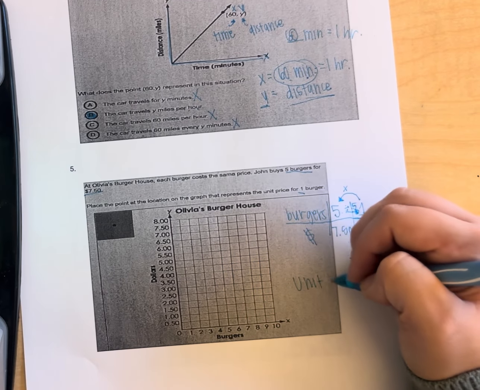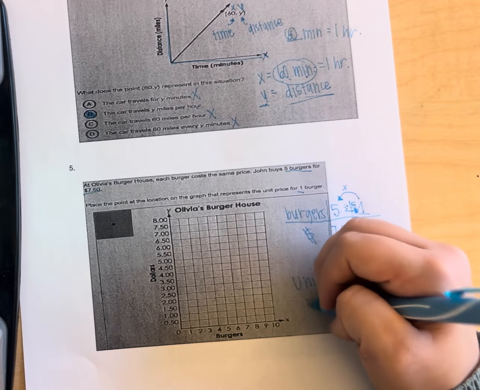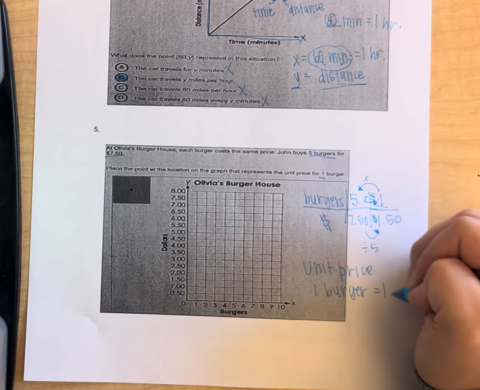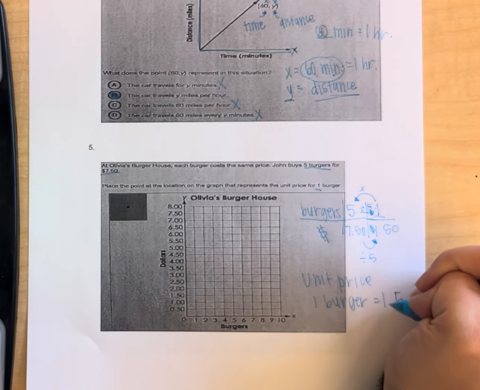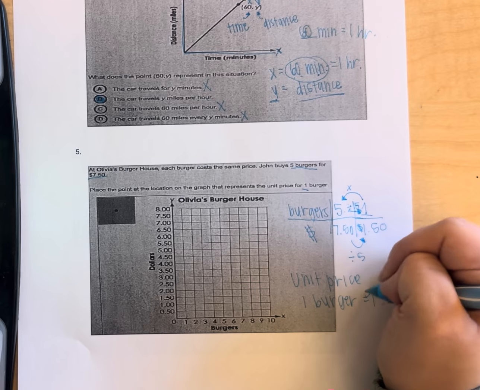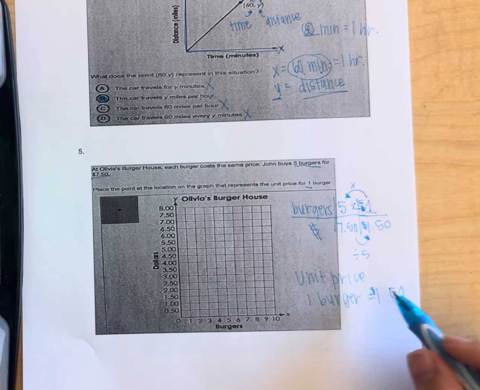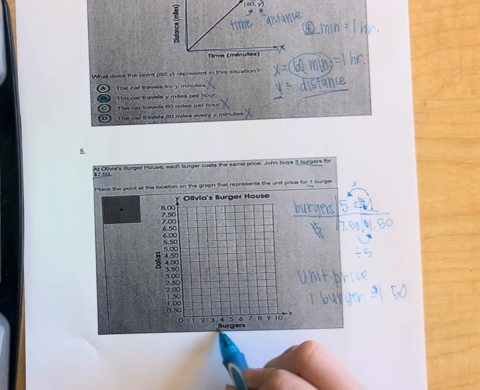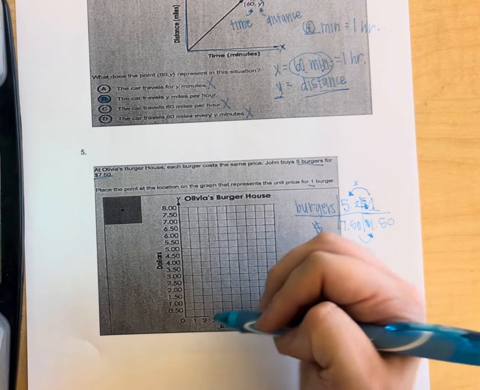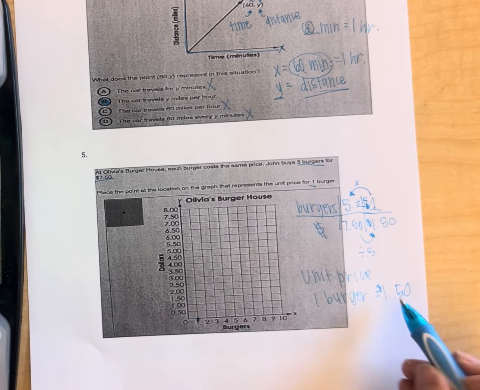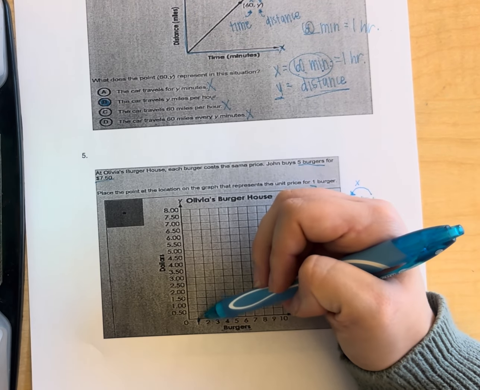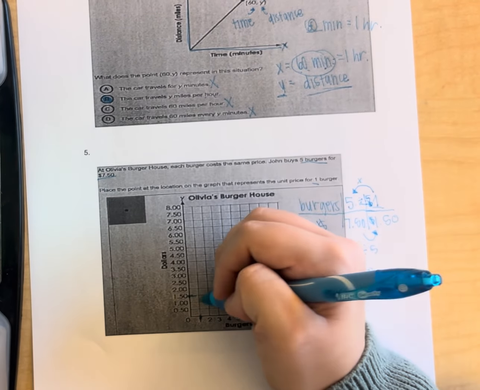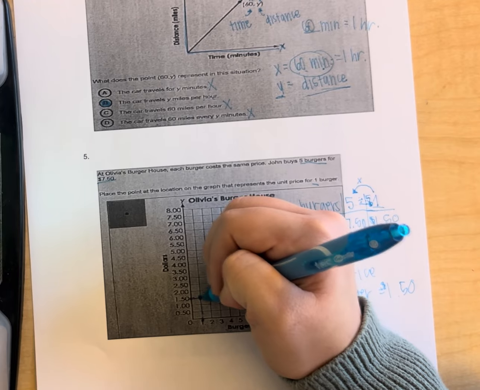So now I know the price. I know my unit price is 1 burger costs $1 and 50 cents. Now finally I need to take this and I need to graph it. So I need to find my burgers. If I look at my X is burgers. And I'm trying to find 1 burger, which is right here. And then I'm trying to find $1.50. So then I'm going to go up until I find my dollar amount of $1.50. And I get my final point of right here.